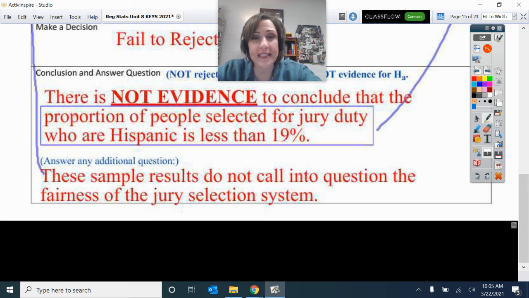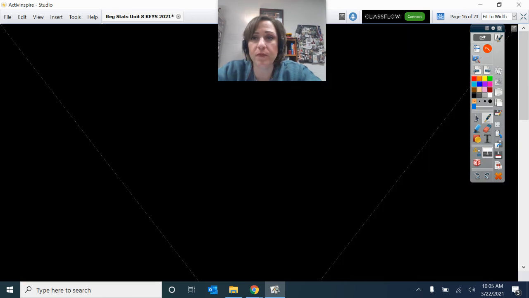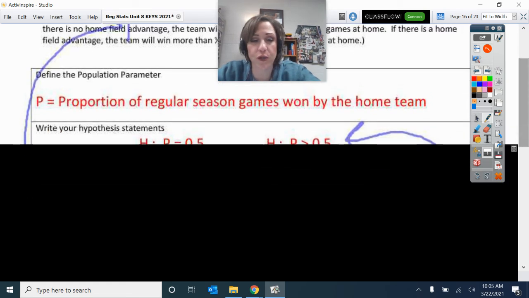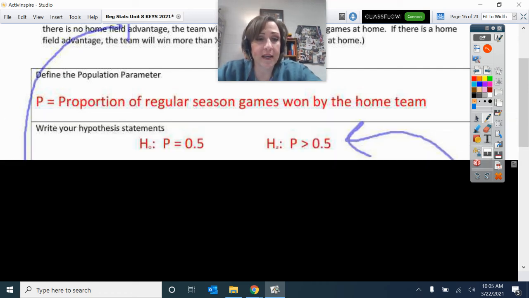So let's try one more and see if you can guide yourself through this one more on your own. This is the problem about the home field advantage. We want to know, is there strong evidence of this legend of a home field advantage? I gave you this information. p equals the proportion of regular season games won by the home team. If there is no home field advantage, nothing special going on, it's 50%. If there is something special going on, then it's greater than 0.5.